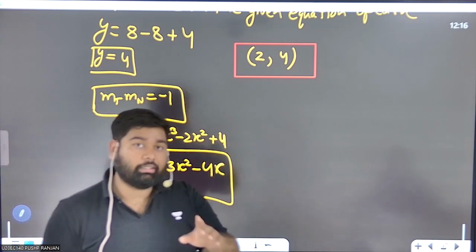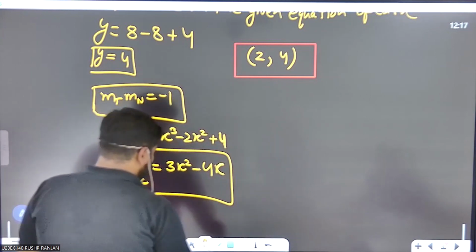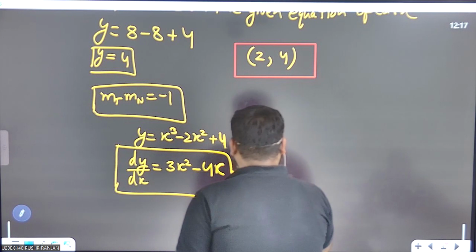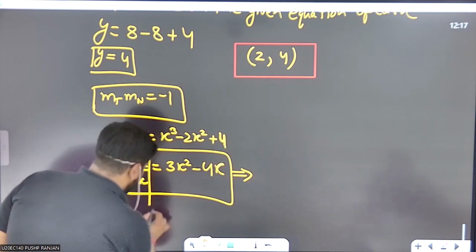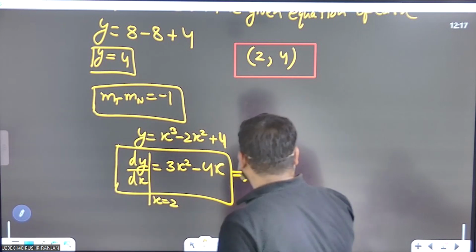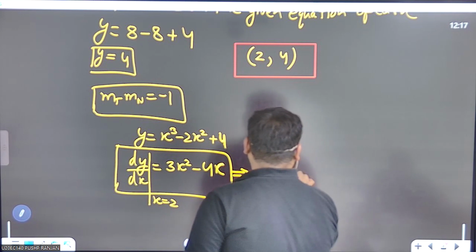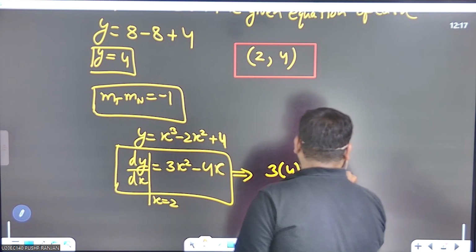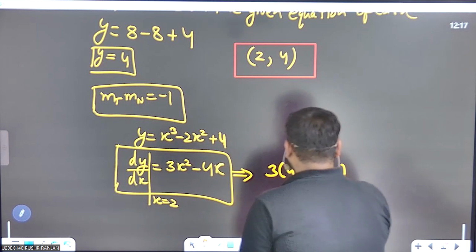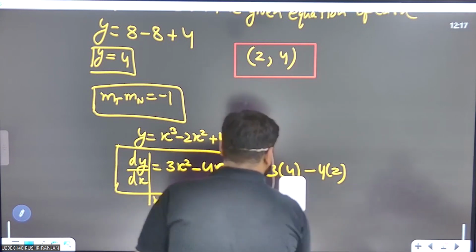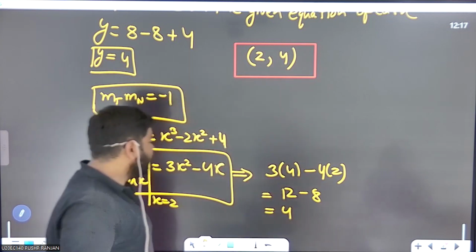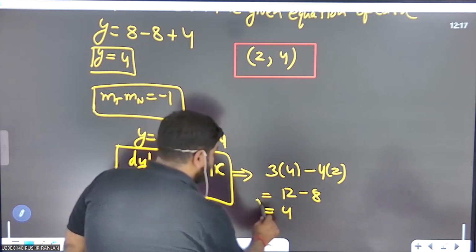But we have to precisely find it at the point. We are given the point x equals 2. So putting x equals 2 in this, we get 3 into 4 minus 4 into 2. Then we get 12 minus 8 equals 4. This is how we get the dy by dx.